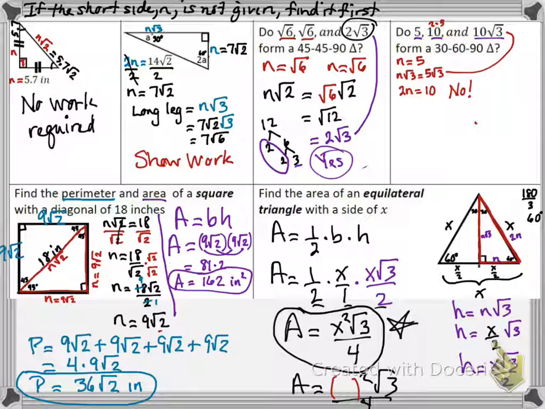You'll see some of those in the assignment, where they're asking 30, 60, 90, 45, 45, 90, or neither. So first check: if you don't have two equal sides, it's not 45, 45, 90. If you do have two equal sides, then you need to check whether the third side fits with root 2 times the short side. If you have three different sides, choose the shortest side to be your n. Check and see if there's a 2 times that, because if there's not a 2 times that, throw it out. Don't waste your time thinking about the radical one.